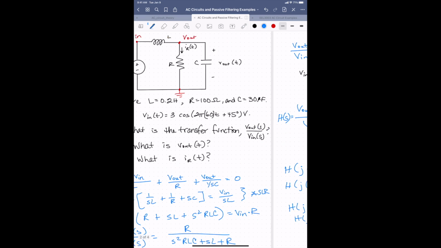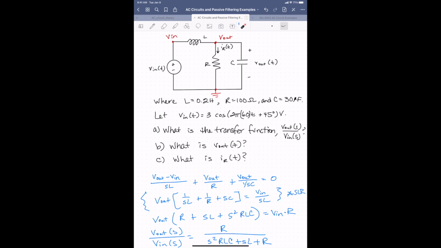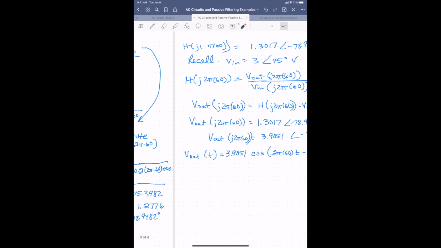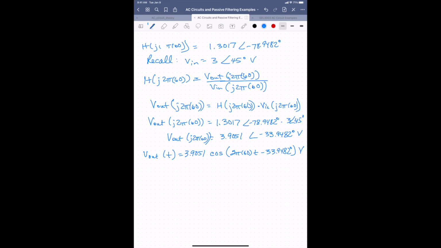Now, if we go back to our initial question, we wanted to know what the transfer function was. We found that. We found out what Vout of t is for this particular input Vin of t. And the last question is, what is IR of t for this particular Vin of t? When we look at this circuit, we can tell fairly simply that the current IR of t through this resistor will be the voltage divided by R. So for part C, this is part B, we write IR will be equal to Vout over R.